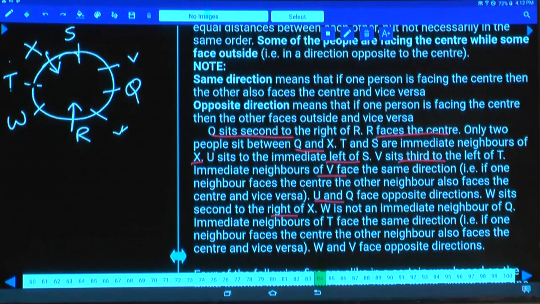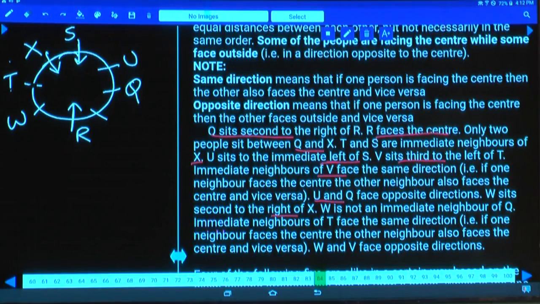As U is to the immediate left of S, hence U must be at this place only, because U sits to the immediate left of S, S must be facing the center. U sits to the immediate left of S. V sits out to the left of T. V is seated out to the left of T, and where should this V be? V must be at this place.